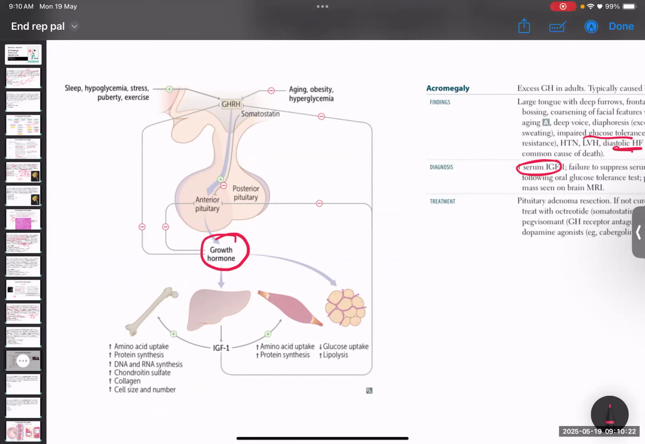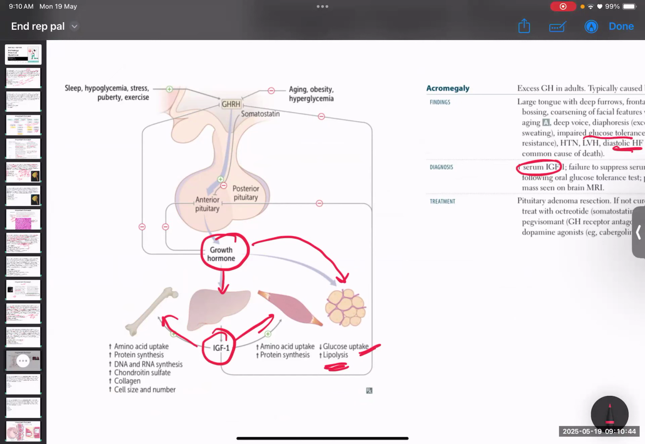releasing growth hormone. The growth hormone goes, acts on the liver, produces IGF-1. The IGF-1 goes and acts upon the muscles and bones, and kind of does the whole amino acid uptake and protein synthesis. Growth hormone goes on the adipocytes and basically stops glucose uptake. So like I said, it's diabetogenic and causes breakdown of fat.